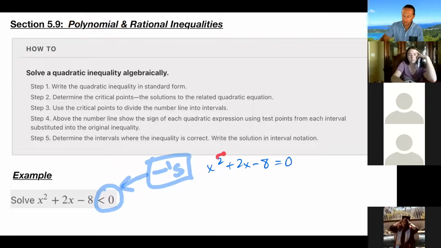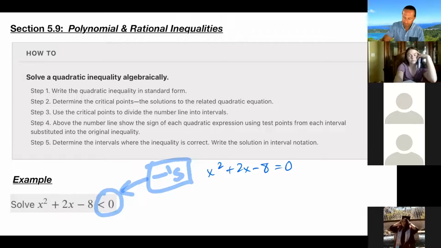Polynomial. Quadratic polynomial. Factor. If we can, very good. And if we can't factor, Mel, what did you say? I also said factoring. Good. What else could we do?